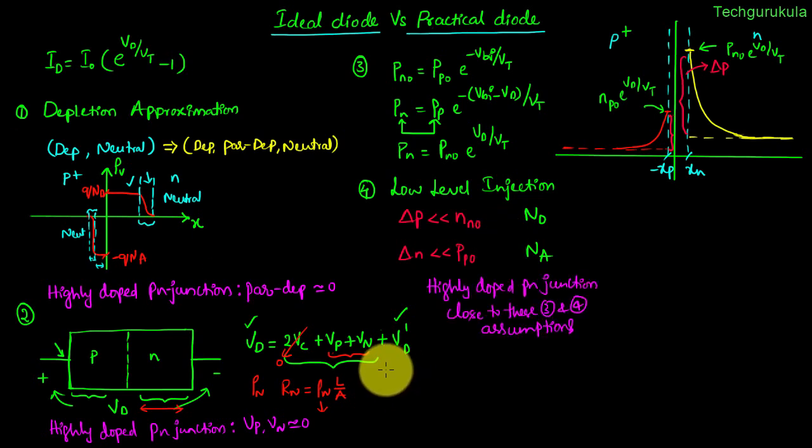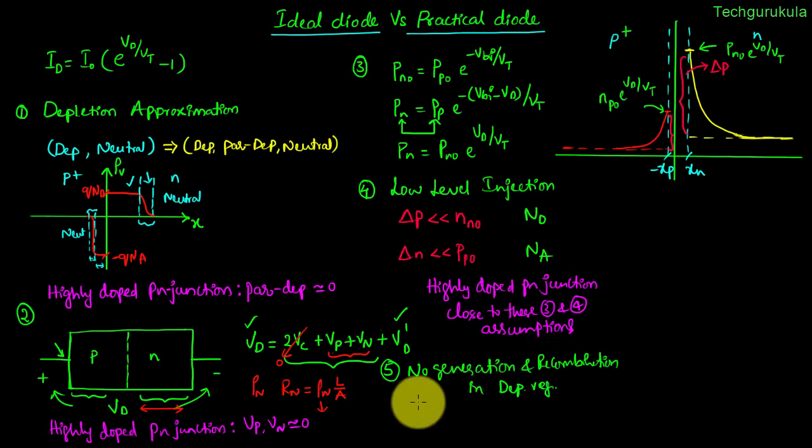And now the last assumption, no generation and recombination in depletion region. We know if doping Nd and Na are small, depletion width would be large. When depletion width is large, the probability of generation and recombination in a practical diode would be high. Let's say if W is comparable to the diffusion lengths of holes and electrons, then definitely we cannot neglect the generation and recombination in the depletion region.